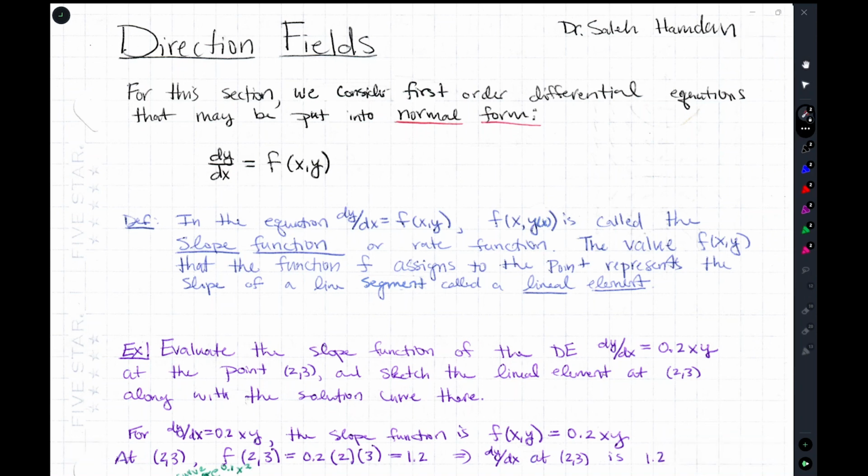So for the purposes of this section, let's assume that we could write our first order differential equation in normal form, okay? And so on the left-hand side, we have the expression dy/dx, and on the right-hand side, we have some function of x, which is the independent variable, and y, the dependent variable. Y depends on x, okay? And so we have our differential equation in this form.